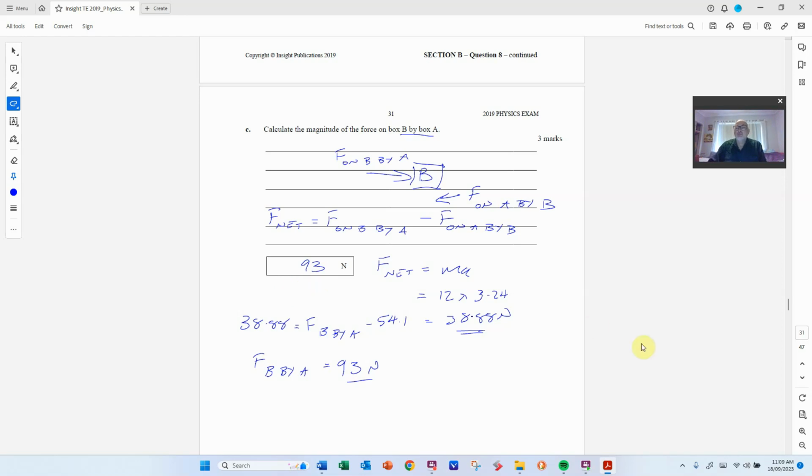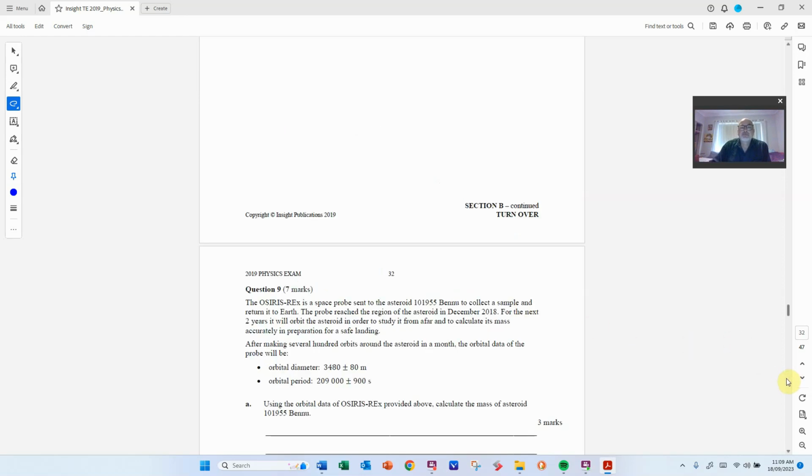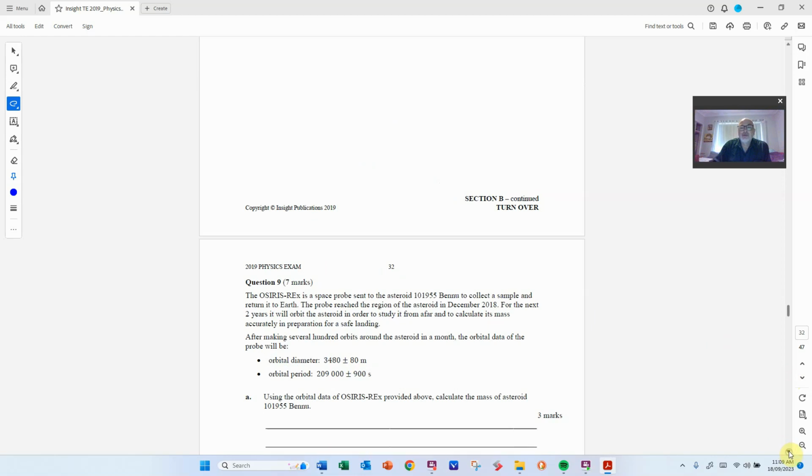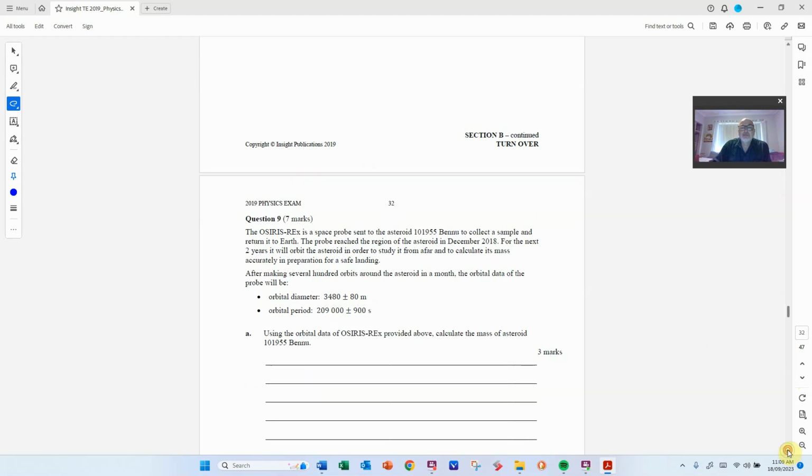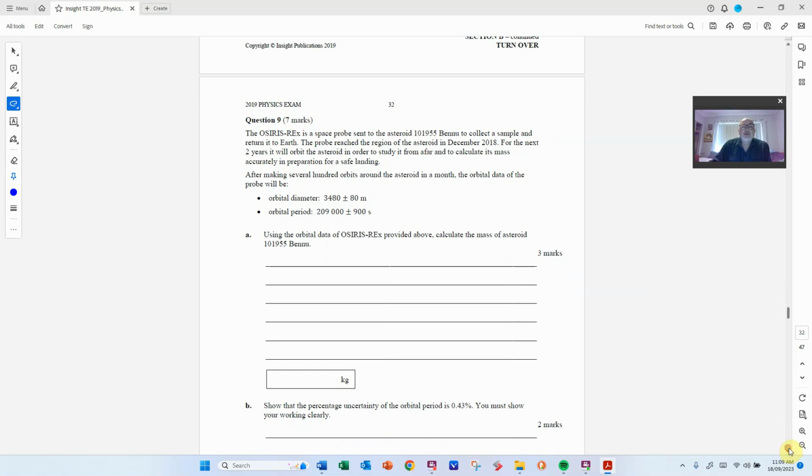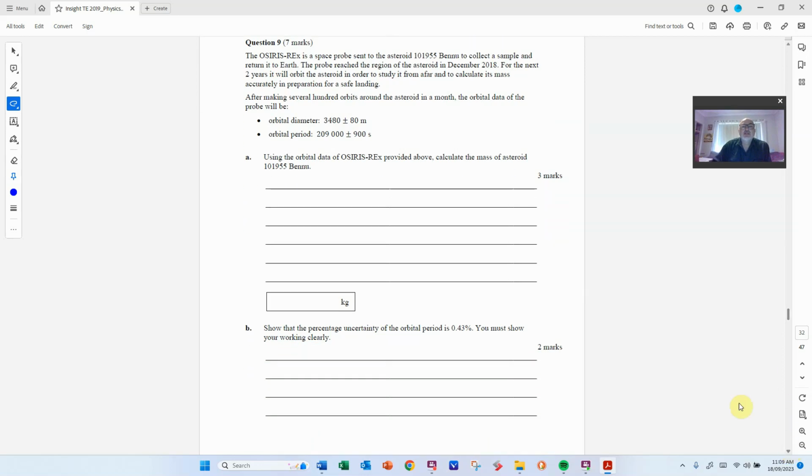Righto, question 9. The OSIRIS-REx space probe was sent to the asteroid Bennu to collect a sample and return to Earth. The probe reached the region of the asteroid in December. For the next 2 years, it will orbit the asteroid in order to study it from afar and calculate its mass. After making several hundred orbits around the asteroid in a month, the orbital data is given. Now that's diameter, not radius, and that's how long it takes, and we've got our tolerances here.